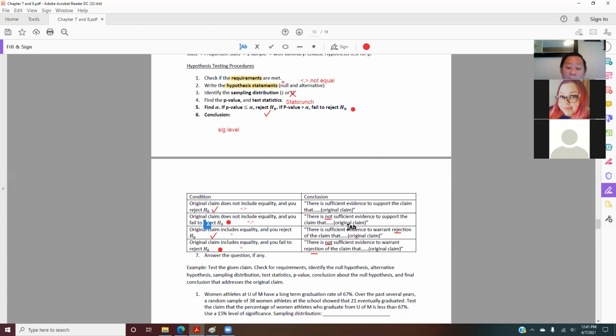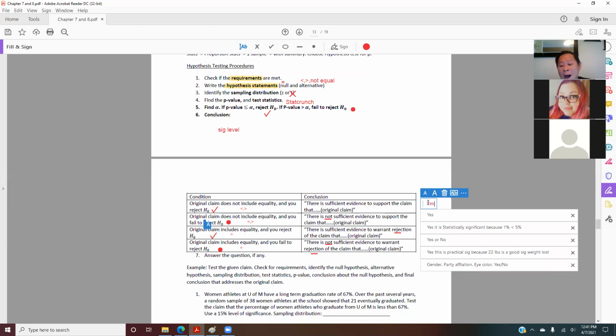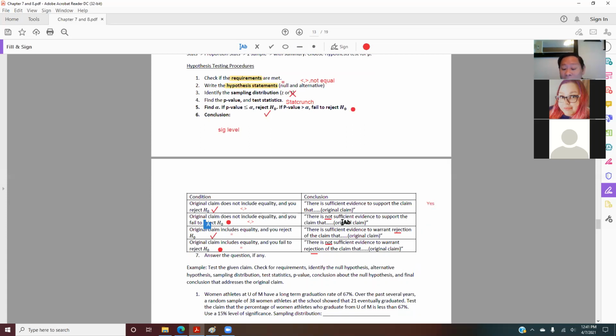If your conclusion is the positive statement, which means you support your claim, then usually your answer will be yes. If your conclusion is the second one, then your answer will be no because you are not supporting your claim. If you answer the third one, your answer will also be no, because the word rejection, the words warrant rejection, is a negation word. So if you answer the third choice, you're usually not supporting your claim here.